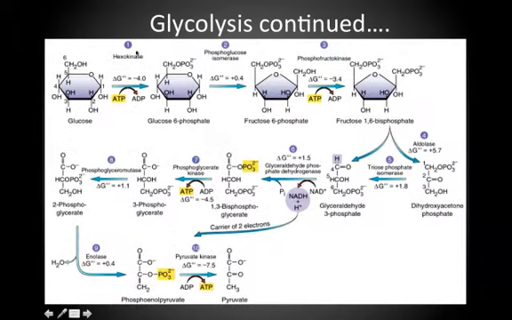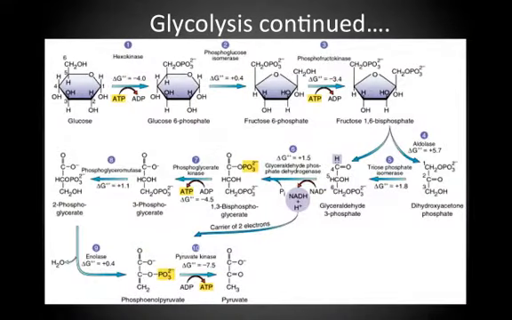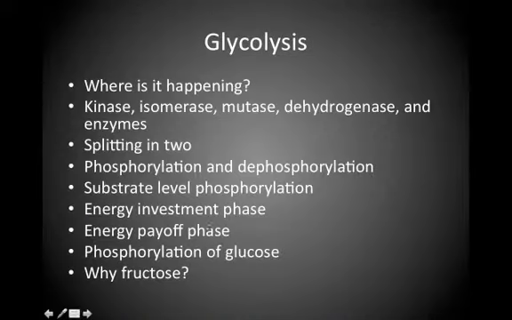The energy investment phase is phases 1 through 5. We're putting in energy, we're not getting any out. From 6 on, all right, we're getting stuff out. We're getting NADH out here, we're getting ATP out here, we're getting more ATP out here. So the energy investment phase and the energy payoff phase, which is the last 4 or 5 steps of glycolysis.